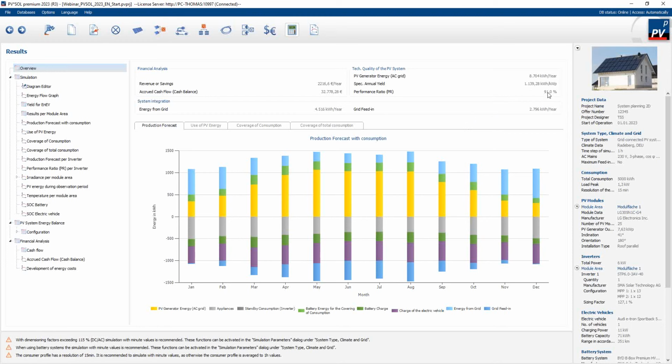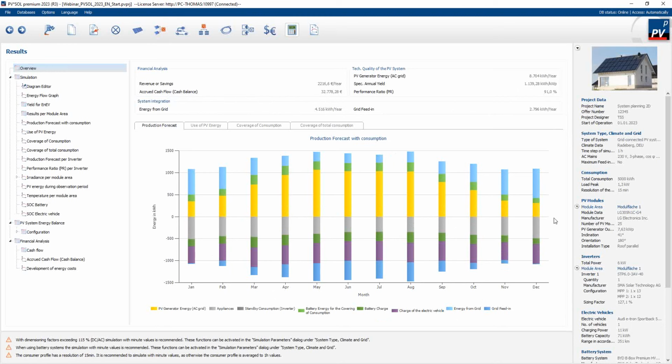Also the performance ratio is visualized and grid feed-in per year. On the upper left-hand side, this is the revenue or saving we have. It's around 2,200 euro per year. And the accrued cash flow balance, the cash flow after our assessment period of 20 years, is more than 32,000 euros.